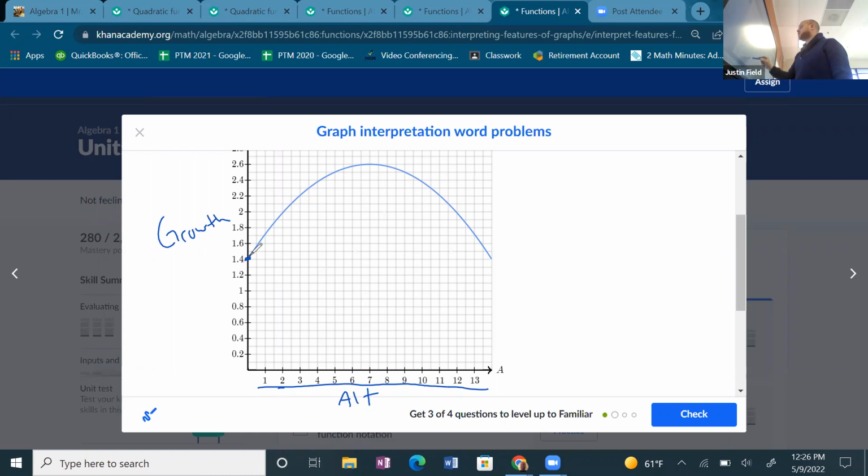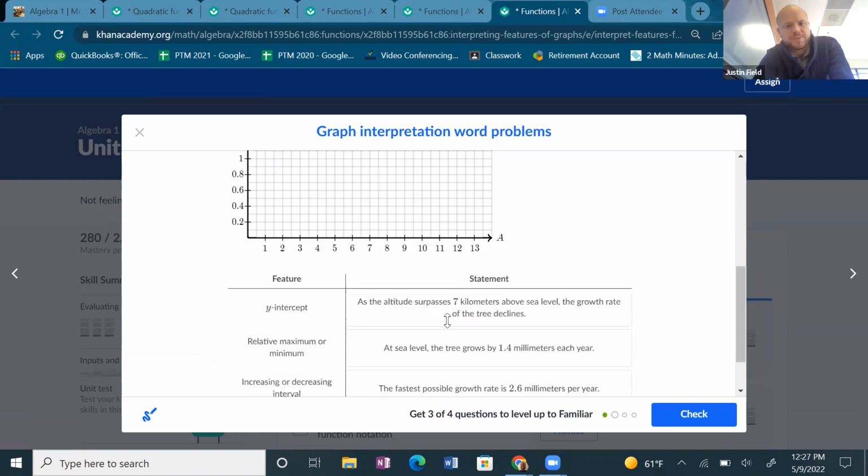As the altitude increases, the x values get higher. As that happens, the y value gets higher too. The tree grows even faster at higher altitudes until you get to a certain altitude, like 8. And then after 8, the tree starts to grow slower again. So we've made sense of this problem. The tree is growing at a certain pace. It gets higher up on the earth and it grows faster. Then after a certain point, it starts growing slower again.